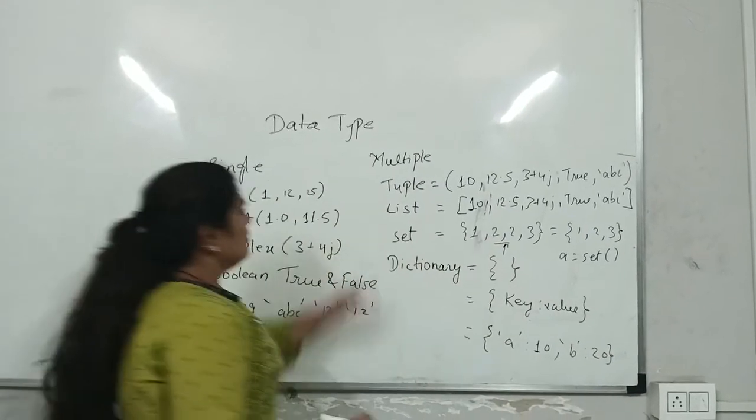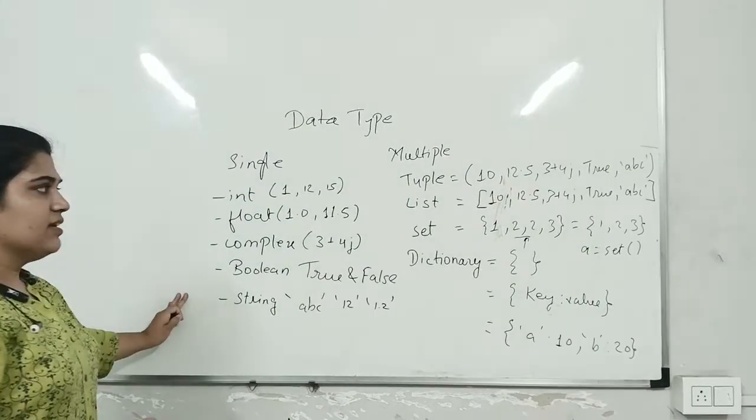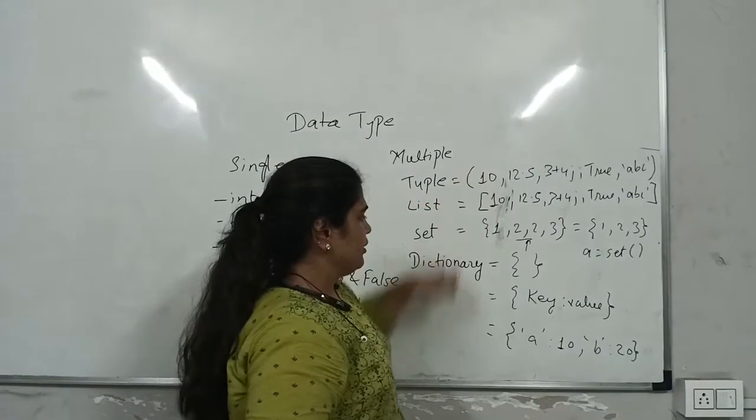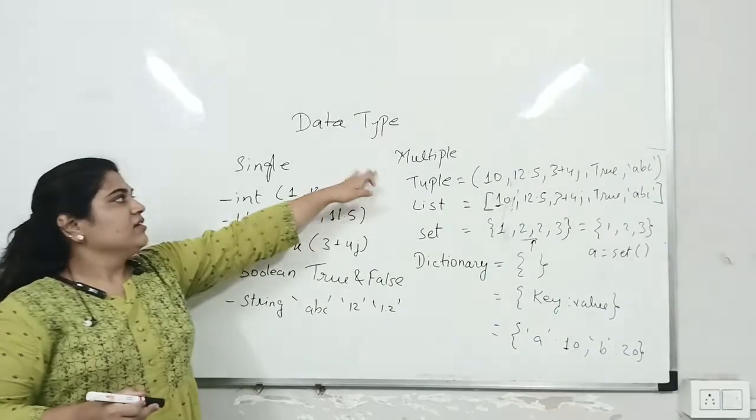So basically in multiple data types we can use all the single data types. These are the two main categories of data type.